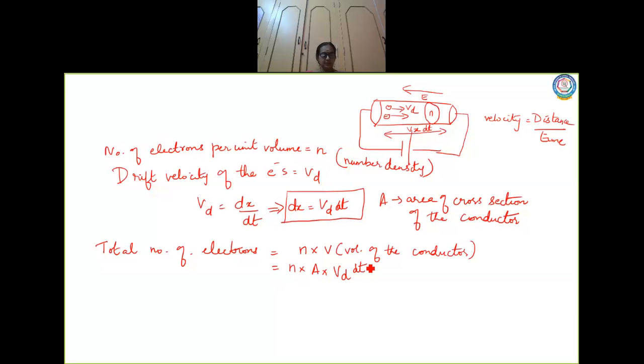So if this is going to be the total number of electrons, what is the charge? So the charge in the volume element, dq. What is the charge here? So charge is given as dq, which is equal to the charge of an electron into the number of electrons, nAVd dt. So this is the charge. Okay, and we know the formula for current now. So current I is equal to dq by dt. So what is dq?